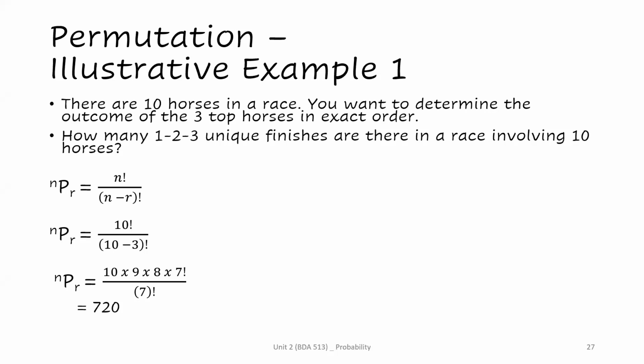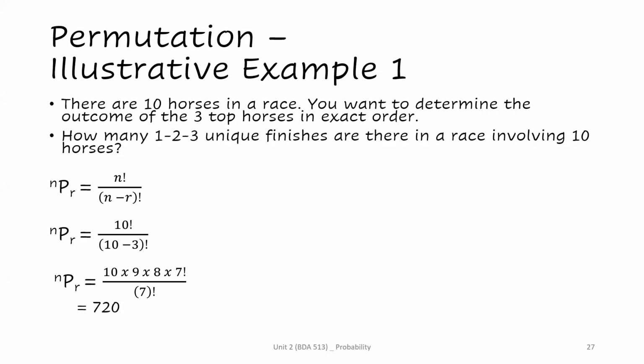All right, so here we are looking at an ordered list. We have 10 horses, so your n factorial will be 10 factorial. Then your r, the size of the ordered list, is 3. So it is 10 factorial divided by (10 minus 3) factorial.